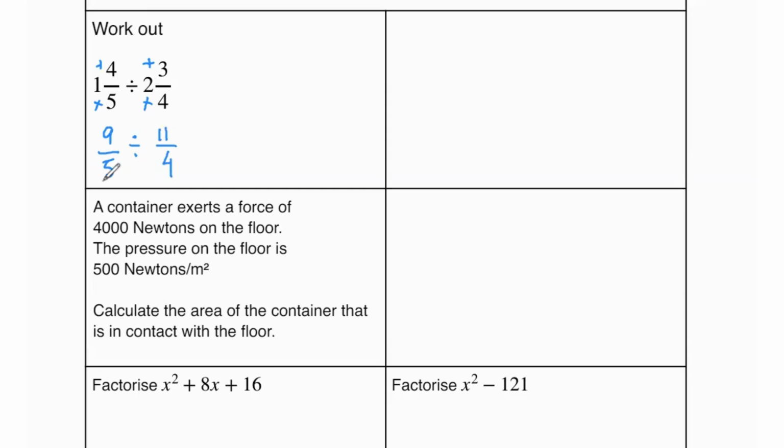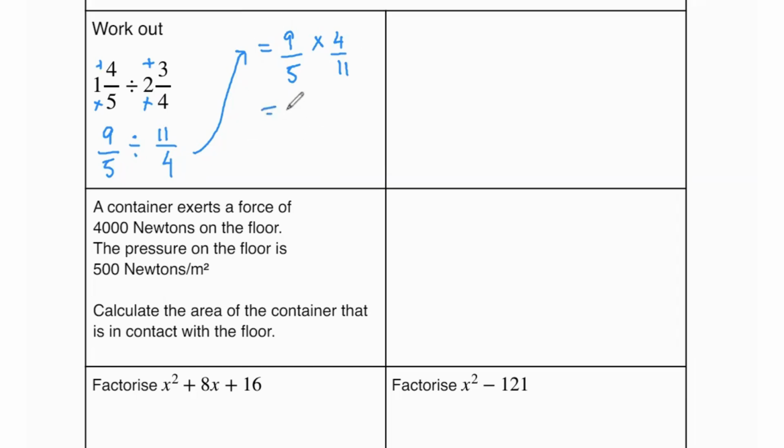So now that we've converted the mixed numbers into improper fractions, what we will do is flip the second fraction, which means we will swap the numerator with the denominator, and we will change division into multiplication. This step is also called reciprocal. So we do 9 over 5 times 4 over 11. As you can see, I swapped the numerator with the denominator and changed the division into multiplication. Nothing happens to the first fraction. Always remember what we change is the second fraction.